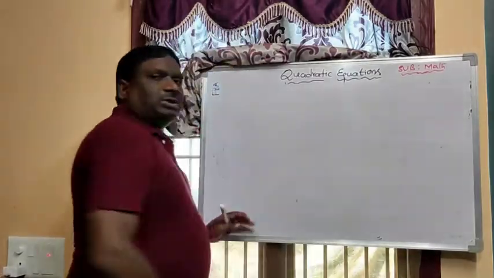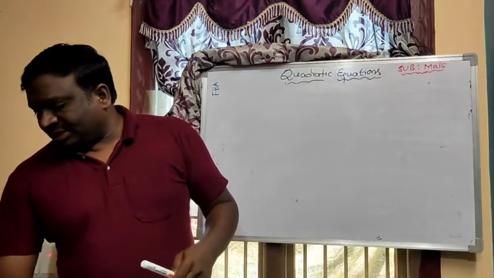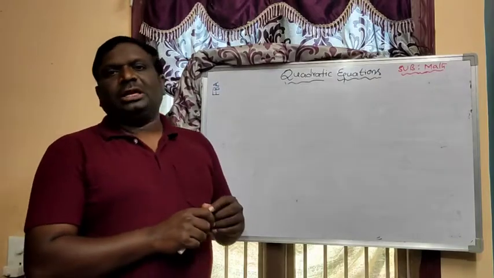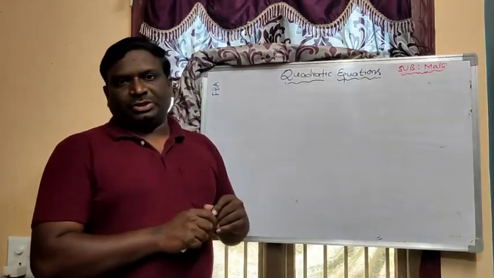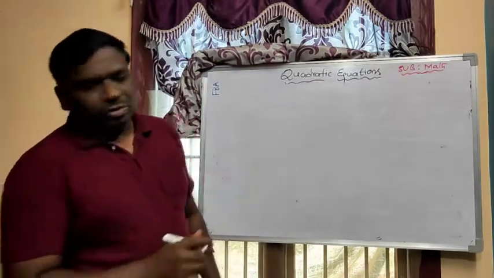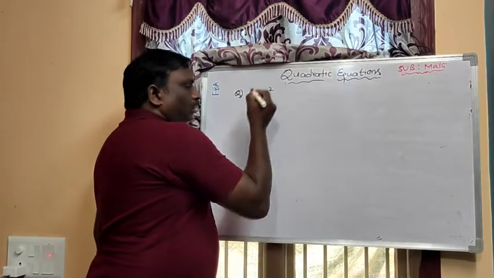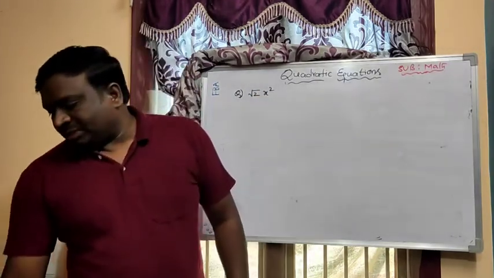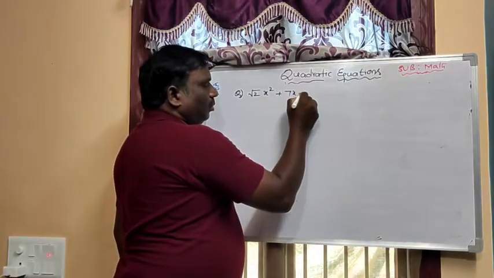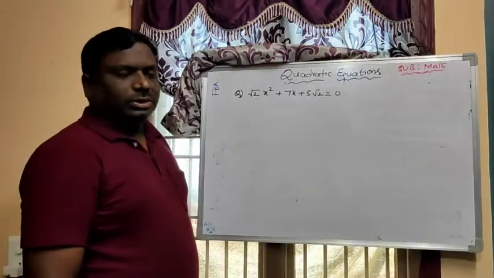Now, how do we find the solutions of quadratic equations? From that exercise we can see the different models. Find the roots of the following quadratic equations by using the factorization method. One question I am taking from the textbook: root 2 x square plus 7x plus 5 root 2 equal to 0.